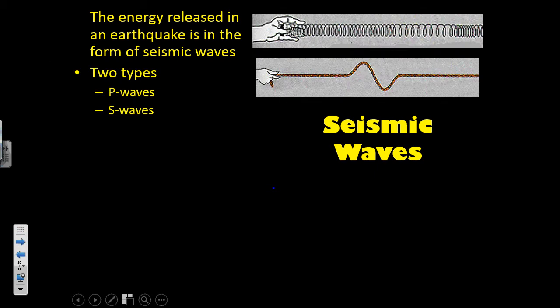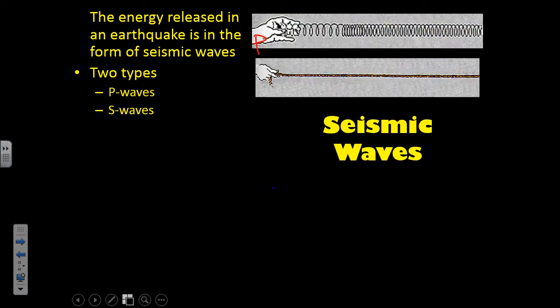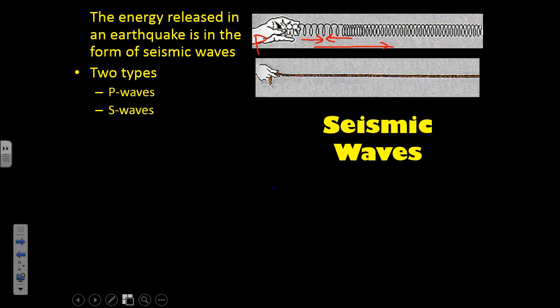Energy released by an earthquake is released in the form of something called seismic waves. There are two types of seismic waves. There are P waves, which stands for primary. These are compressional waves. They squeeze and they stretch as they move in one direction. P waves can travel through solids or liquids.